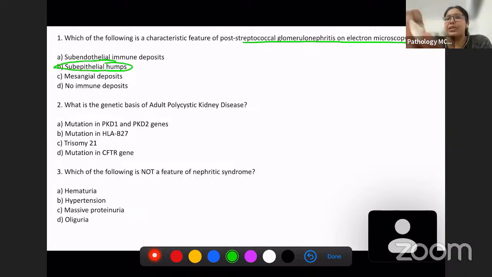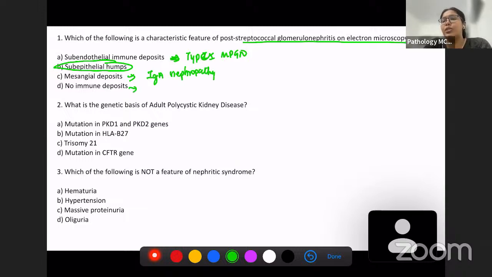Subepithelial humps. This is very easy. Right? Subepithelial humps was the important feature which we had seen. Subendothelial immune deposits, in which condition did we see? Subendothelial immune deposits, it was type 1 MPGN. Correct? Mesangial deposits in which condition? IgA nephropathy.